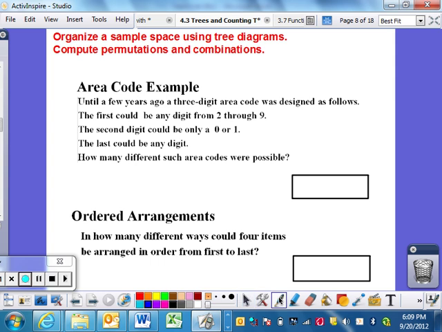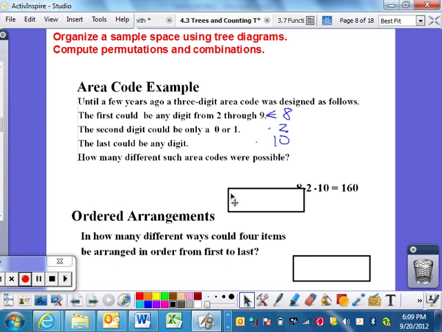Well, how many options do you have? 2 through 9. Basically, you can't have a 0 or a 1. So that means we had 8 options there, times 2 options, times, well, any digit would mean 0 through 9, so 10 of them. So how many different area codes could you have? 8 times 2 times 10. You multiply them together.